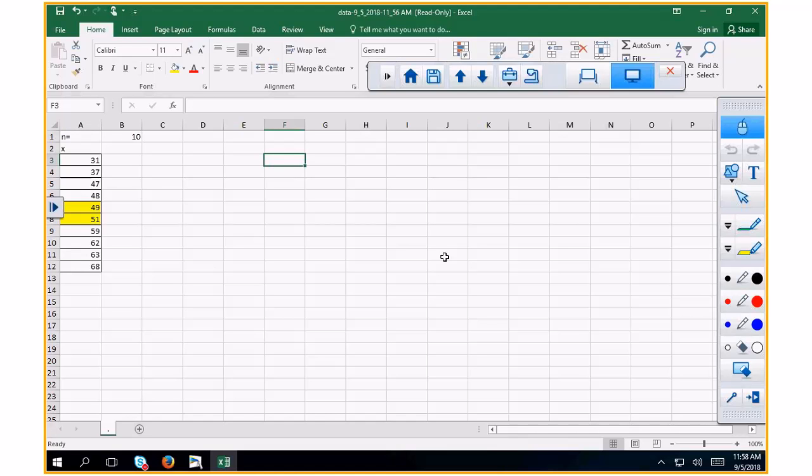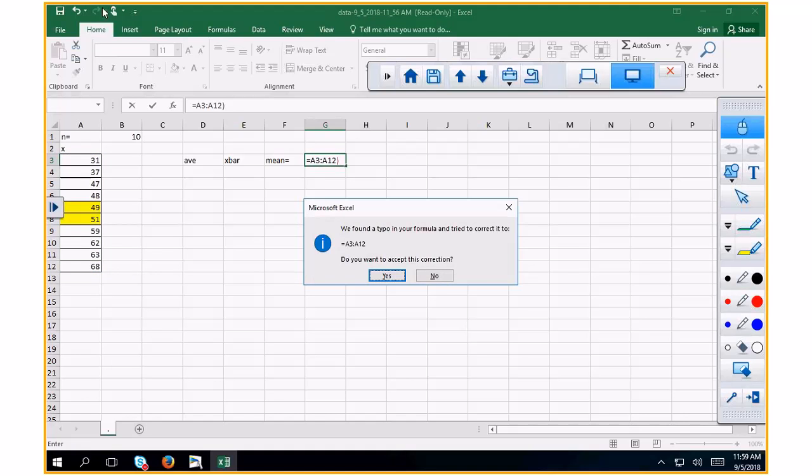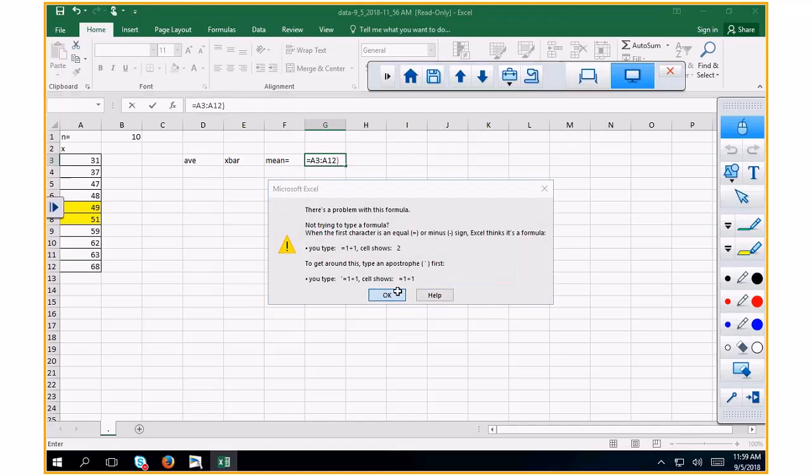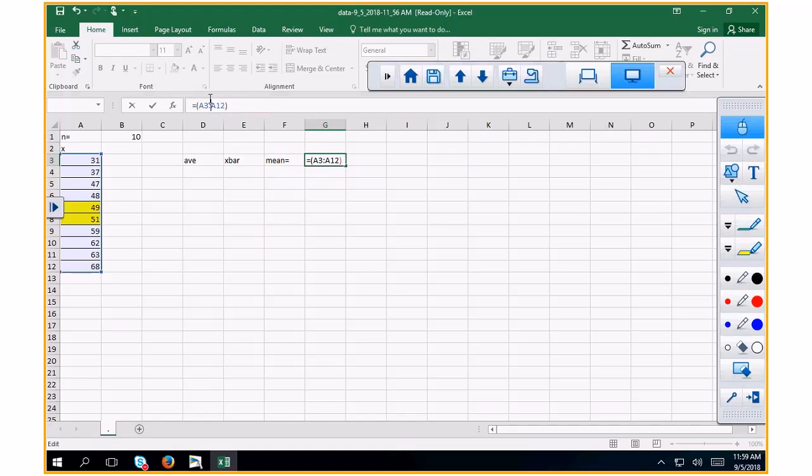Okay, so mean. It's also called X bar. It's also called average. Is equal to all these numbers divided by, let me put a parenthesis around both of them, sorry. Parentheses. Divided by what? 10. All right, check yours. It should be 3. That's not right. A3 through A12. That's not right.